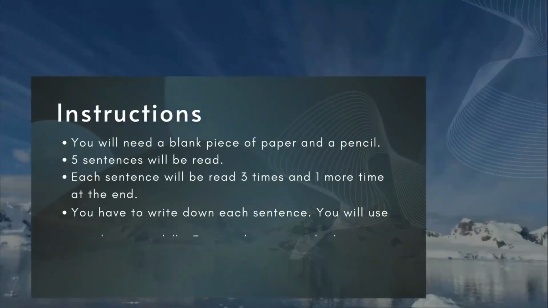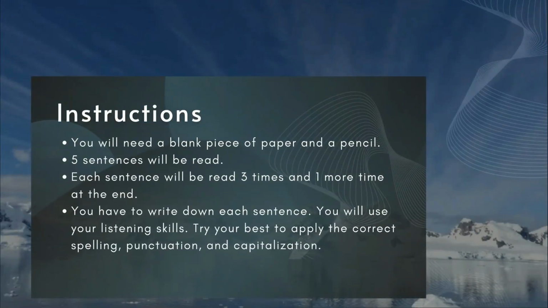So to do this exercise, this is an interactive exercise, so you will need a blank piece of paper and a pencil. You can also use a document to type in. 5 sentences will be read. Each sentence will be read 3 times and 1 more time at the end. You have to write down each sentence as you hear it, so you will use your listening skills. Try your best to apply the correct spelling, punctuation, and capitalization.